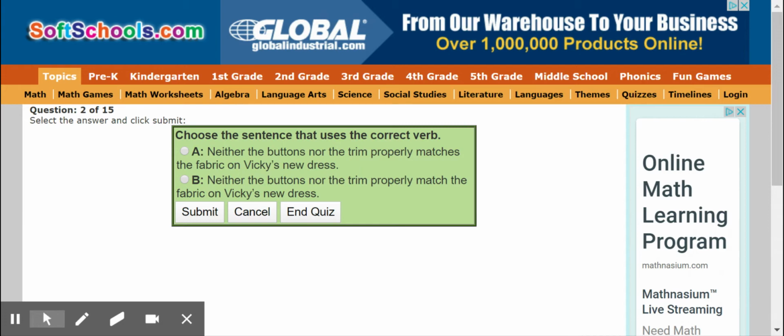But again, it's not buttons and the trim. It's buttons nor the trim. So trim is singular. Because trim is singular, we need a singular verb. And the singular verb in this case is the word matches. So we are going to pick A.